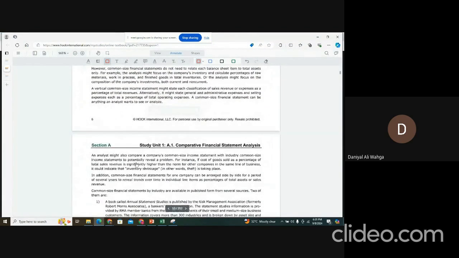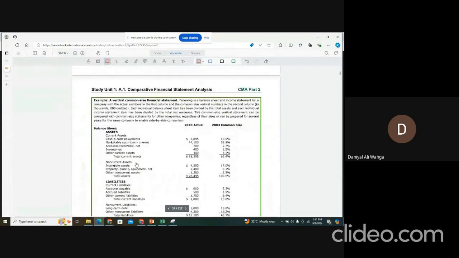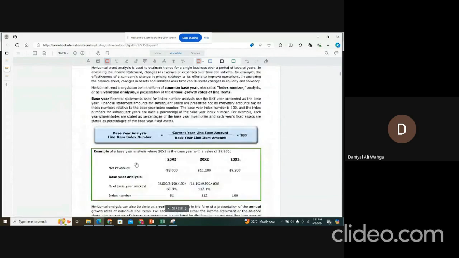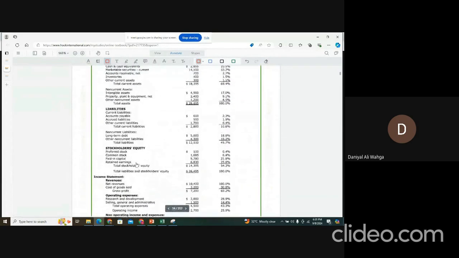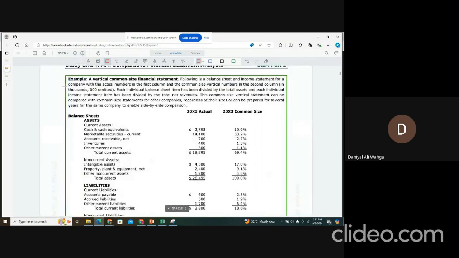I have some workings for my vertical analysis. Then there are workings for my horizontal analysis. Here you can see an example. It has been performed by your study provider for a vertical, or you can say a common size financial analysis. It says following a balance sheet and an income statement.